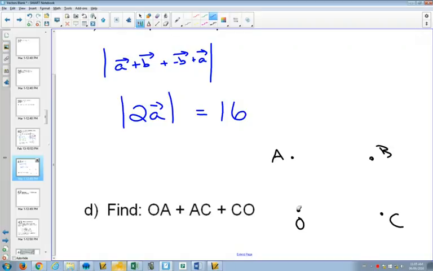If you were starting here at O, and you went from O to A, and then you went from A to C, and then you went from C to O, that's where you started, and that's where you ended. That answer would be 0, or you could even write, if you'd like, the 0 vector, which doesn't go anywhere.